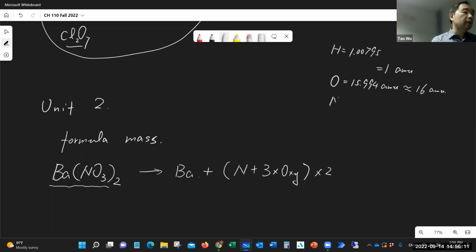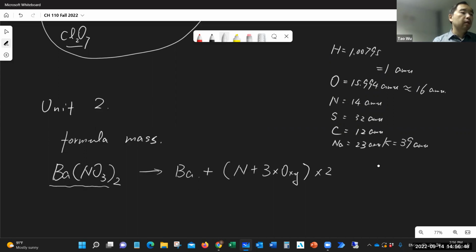If you're talking about nitrogen, that's just 14 AMU. For sulfur, that's just 32. Carbon, also a common one, it's just 12. Sodium, also a common one, I just write 23. Potassium, very common, 39. So that is generally what I round up for those common elements.